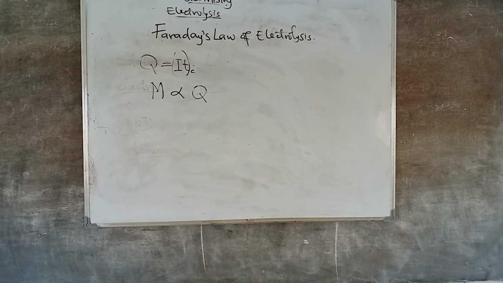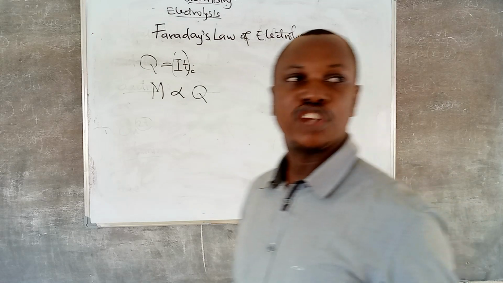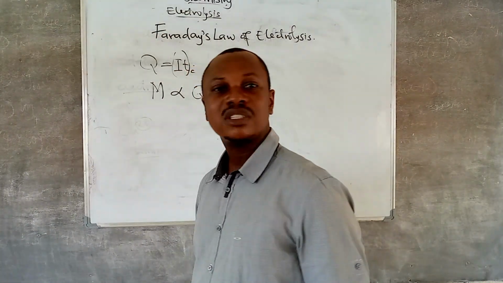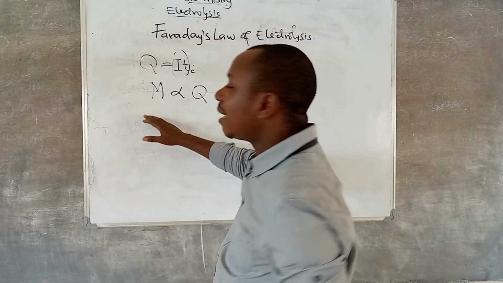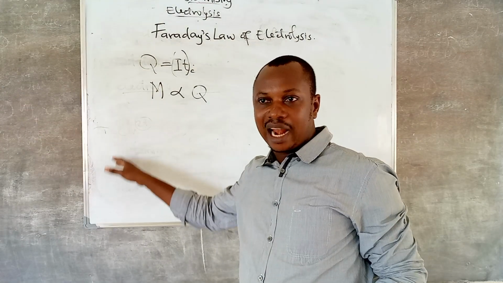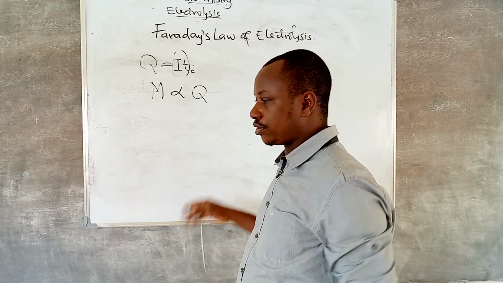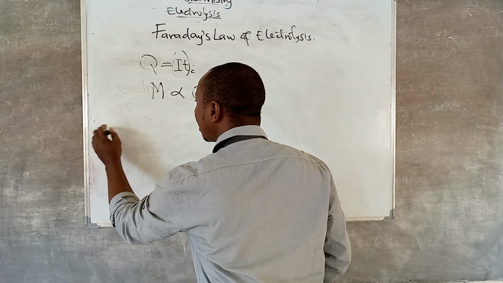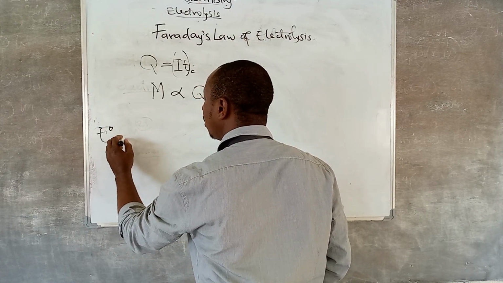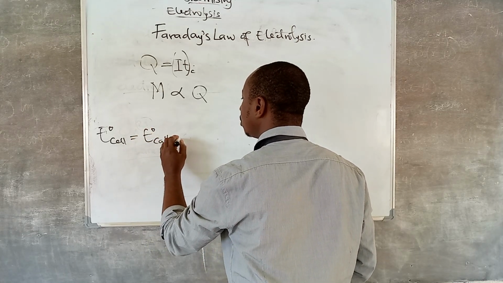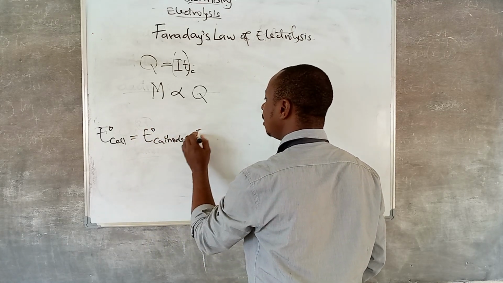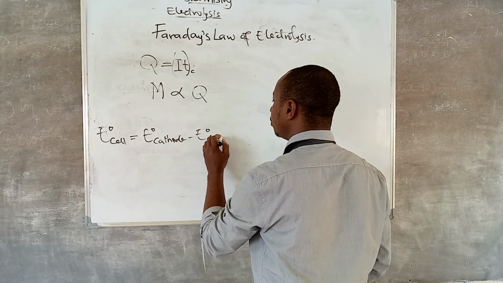Now, there is another important formula I would like to share with you. That time we were discussing electrochemical cell, there is a formula we use to calculate the standard electrode potential of both half equations, which is: standard electrode potential of cell equals standard electrode potential of the cathode minus standard electrode potential of the anode.